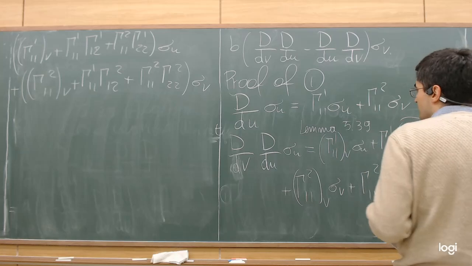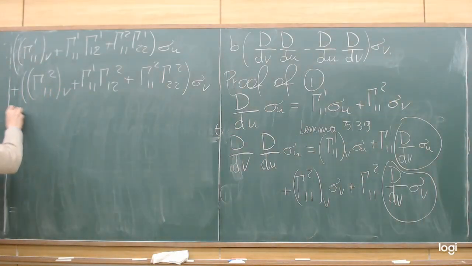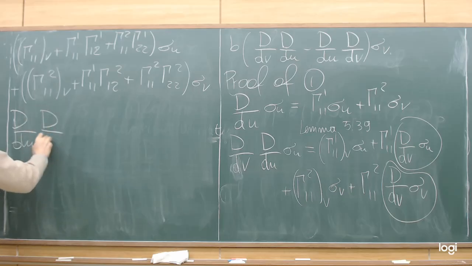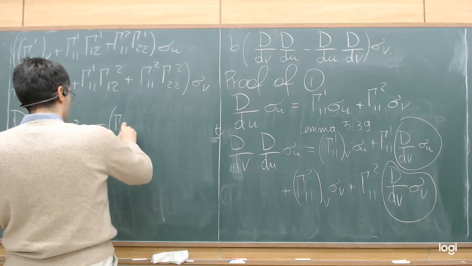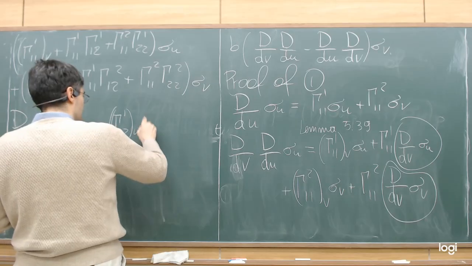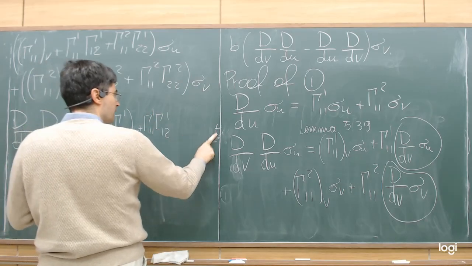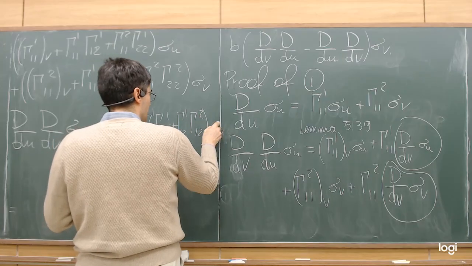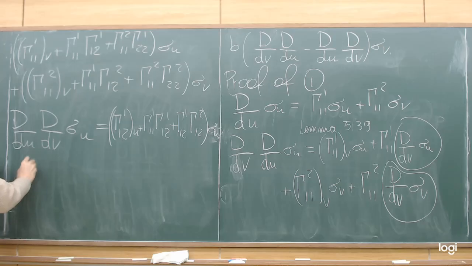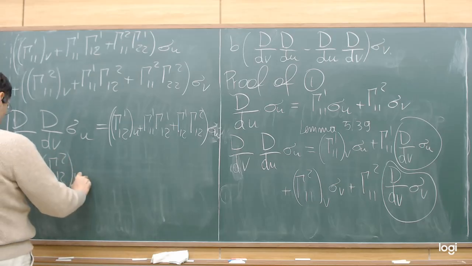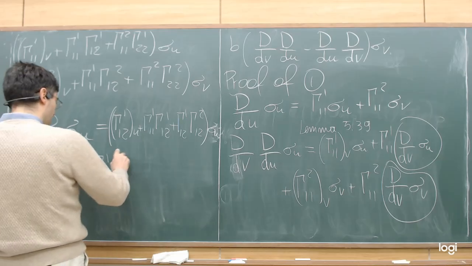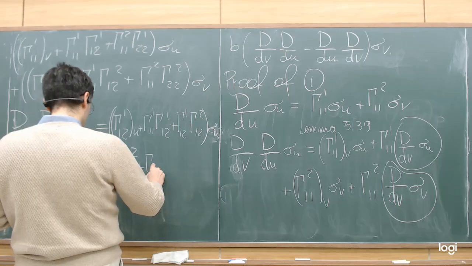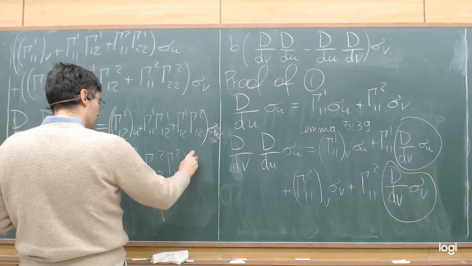We do the same for d_u d_v sigma u, and using the same technique we find gamma 121 u plus gamma 111 gamma 121 plus gamma 121 gamma 122, sigma u, plus gamma 122 u plus gamma 121 gamma 112 plus gamma 122 gamma 122, sigma v.